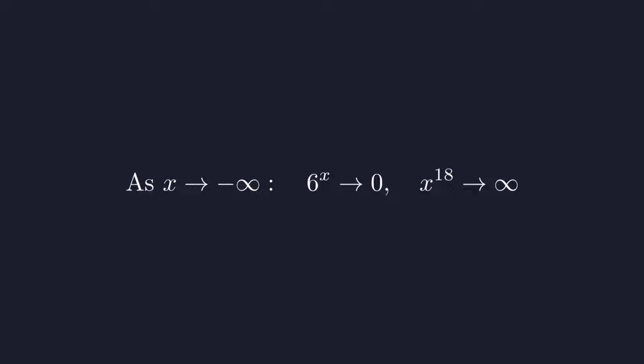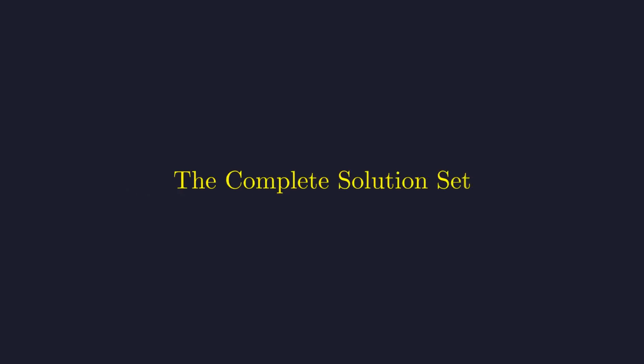To confirm this is the only negative solution, notice that as x goes to negative infinity, 6 to the x approaches 0, while x to the 18th explodes to infinity. So these curves can only intersect once in the negative region. Putting it all together, our complete investigation has uncovered exactly 3 distinct real solutions to this equation.